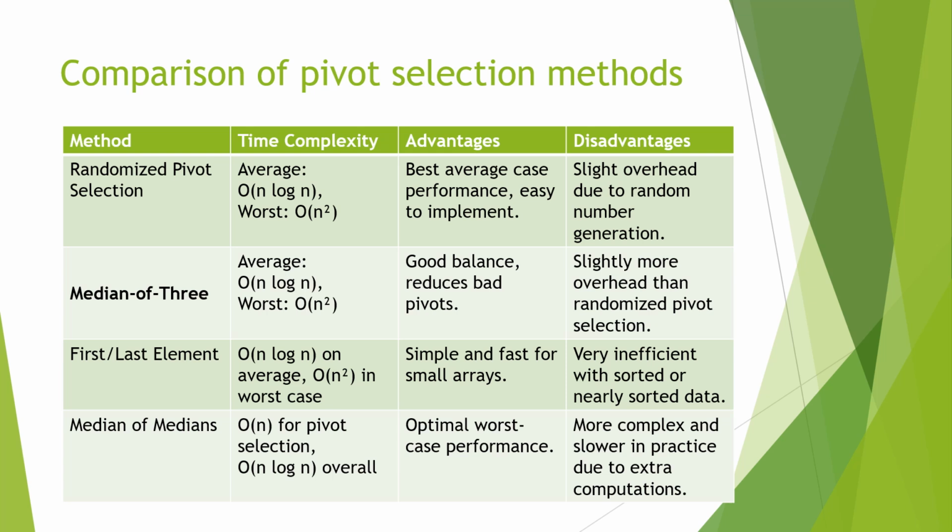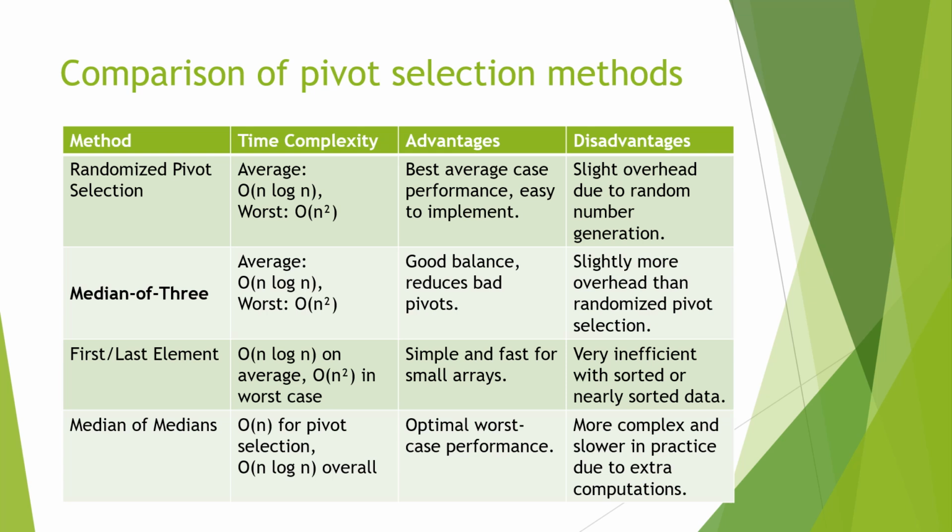Partitioning also has to do the pivot selection, and so it has a little bit of overhead on random number generation. And in the median of three method, the average case time is O(n log n). In the worst case, it gives O(n^2) time. And this technique, the median of three, maintains the balance in the data distribution. It reduces bad pivots also.